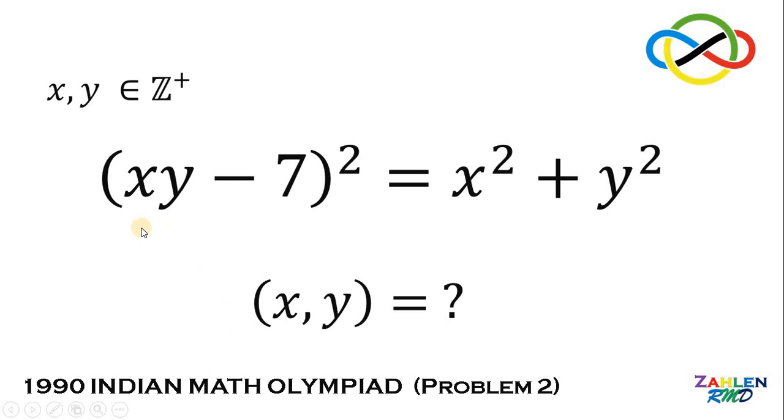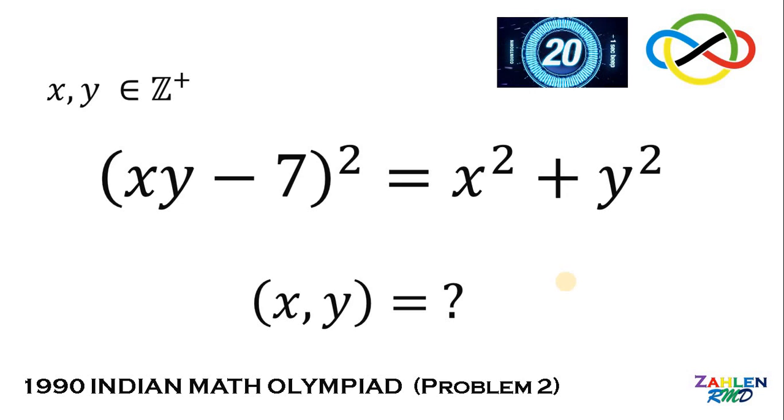The question is, given this equation, (xy − 7)² = x² + y², our goal is to solve for all possible values of x, y, wherein x and y are in the set of positive integers. Now, if you want to try this problem, just pause this video. We have 20 seconds and the timer starts now.